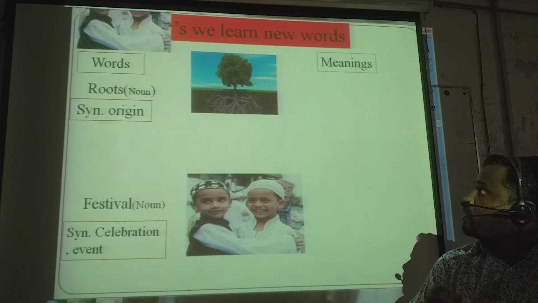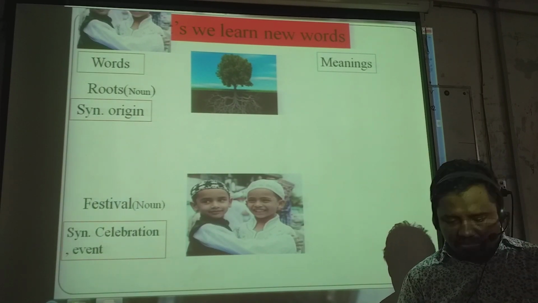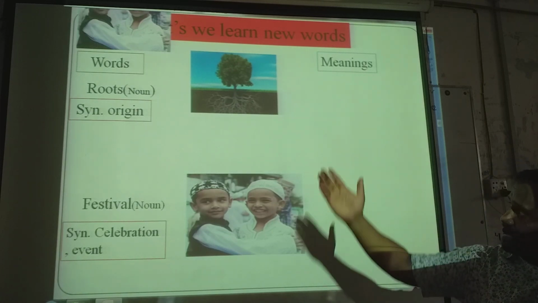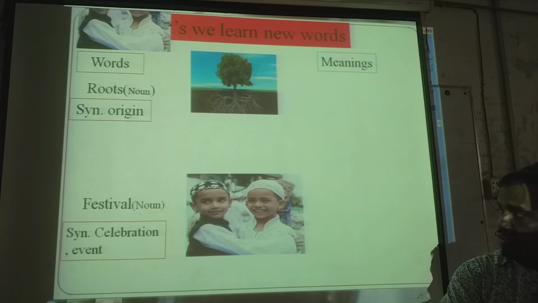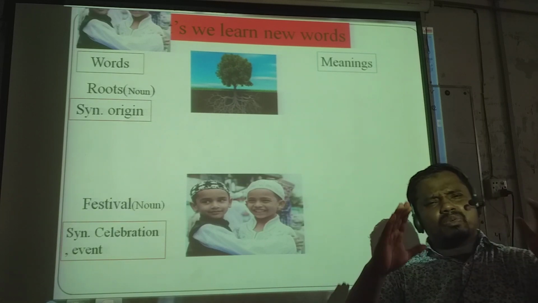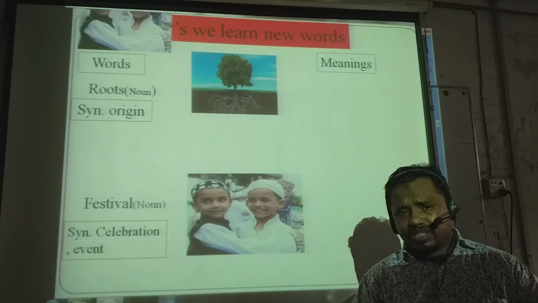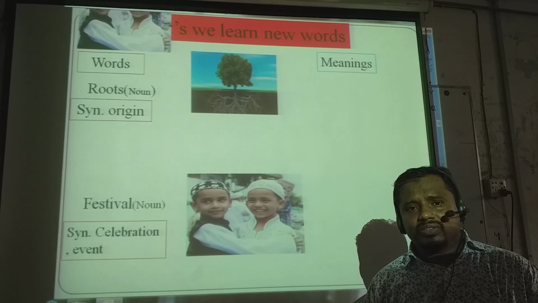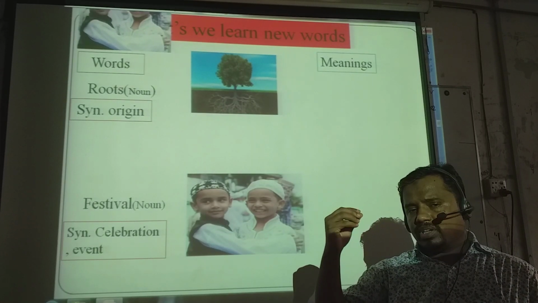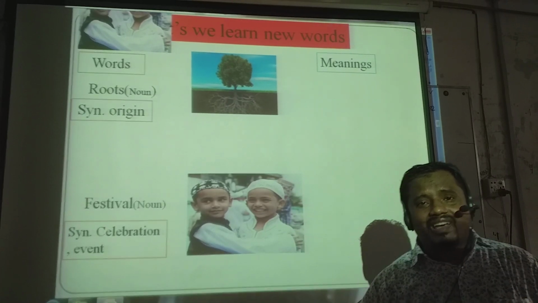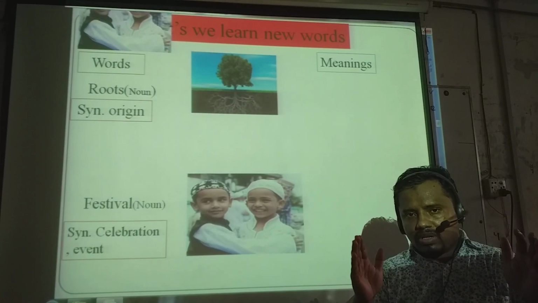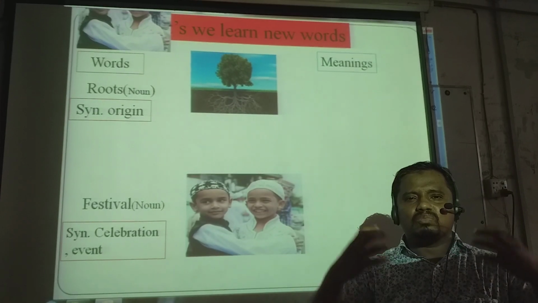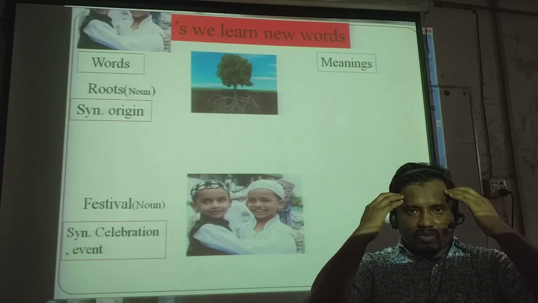And now let's learn new words from this text. Look at the word roots. You can understand the meaning of the word from this picture also. And whenever you learn new words to increase your vocabulary, you should know about the parts of speech of that word and its synonym and antonym and its use also. If you learn in this way, you will be able to memorize them. You will be able to keep them in your brain for so long.